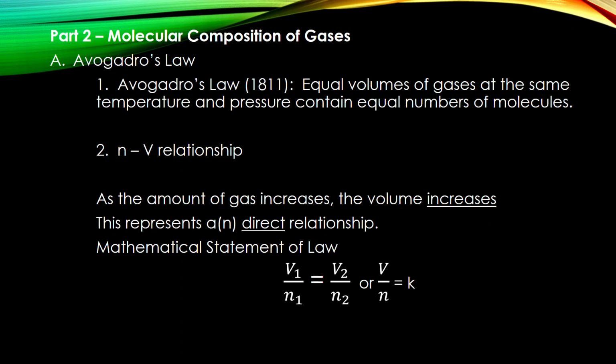Okay, so our second portion here on gases, we're going to look at two laws. We're going to look at Avogadro's law first, and then we're going to look at the ideal gas law. So with Avogadro, he stated that equal volumes of gases at the same temperature and the same pressure contain equal numbers of molecules. So if they contain equal numbers of molecules, they also contain equal numbers of moles. So this is a relationship between the number of moles and the volume.